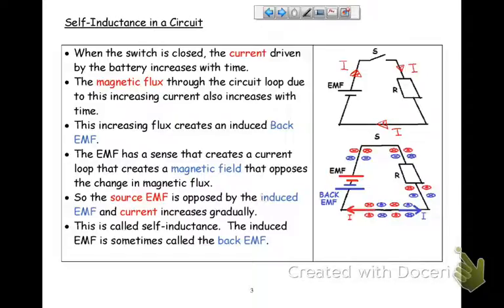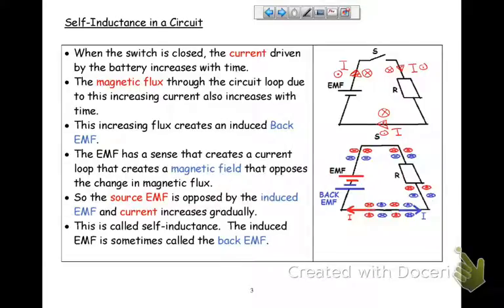So we do our corkscrew rule. And what we find is that I am going into the page at that side, and I am coming out of the page there. And I'm going into the page at that side and coming out of the page there. I'm going into the page at that side and out of the page there. So there's my magnetism, which is caused by my current flow. And it is an increasing magnetism. That's the important bit. These three flux lines weren't there when there was no current, and now they are there because there is a current.